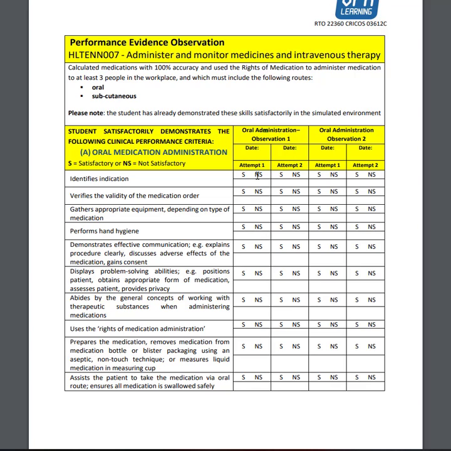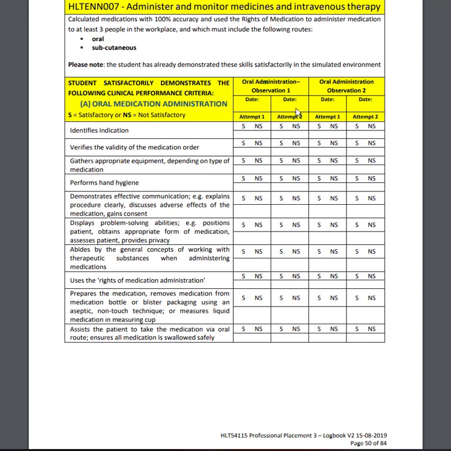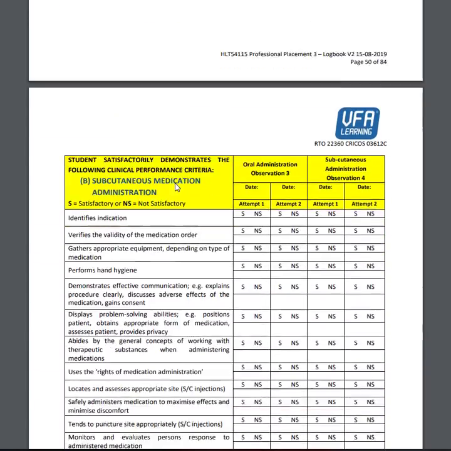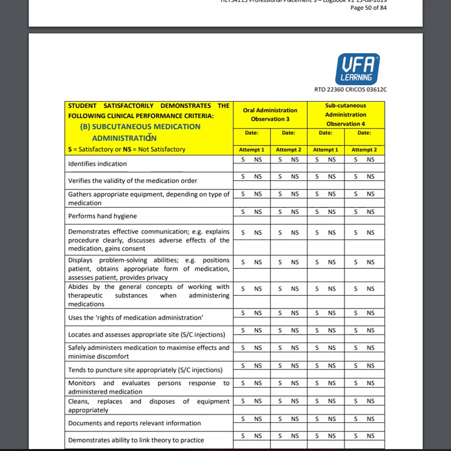If you have not satisfactory for any of these, you'll be required to repeat it, and you do need to gain a satisfactory score at the end of it. So they're the 2 examples, and obviously it's following the normal process that you would do when you're administering medication for oral medication. The second checklist is related to subcutaneous administration of medication.